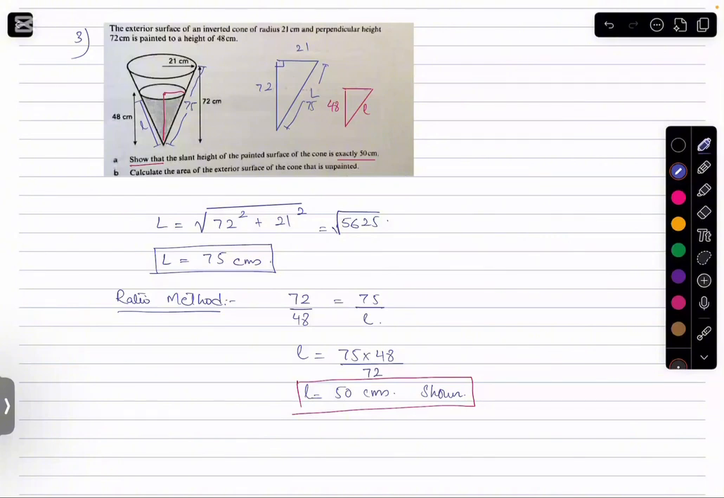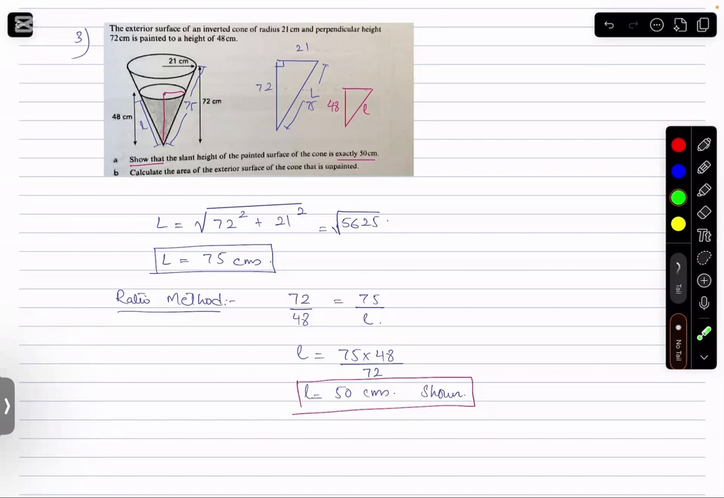And to get the small l, I'm applying the ratio method. For applying the ratio method, take the sides which are already known to you. I can see that this is 72 and this is 48. I can compare the two heights, 72 and 48, and then compare the slant height 75 to the painted slant height, which is small l. So 72 by 48 equals 75 by small l, or l will be equal to 75 times 48 divided by 72, which is 50 centimeters. So this is how you will be getting the slant height shown.